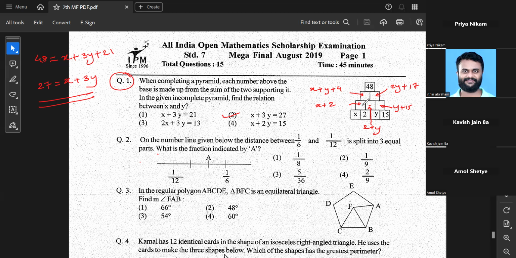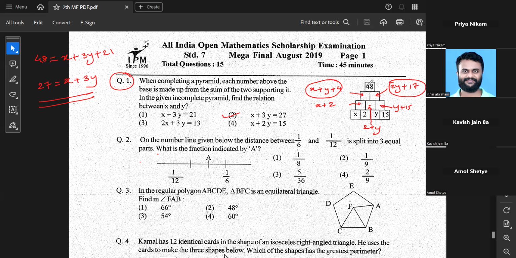The upper blank space will be the addition of the two blank spaces below it. That is x plus 2 plus 2 plus y. So 2 plus 2 is 4, and x plus y is x plus y. Hence x plus y plus 4 is the blank space above. Same thing for this also. These two numbers have to be added. That is 2 plus 15, 17, and y plus y, 2y. So far so clear?